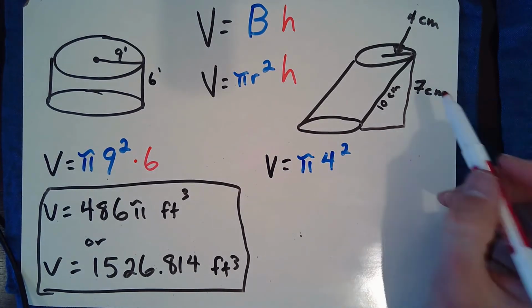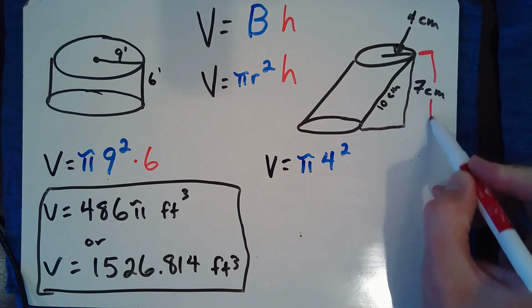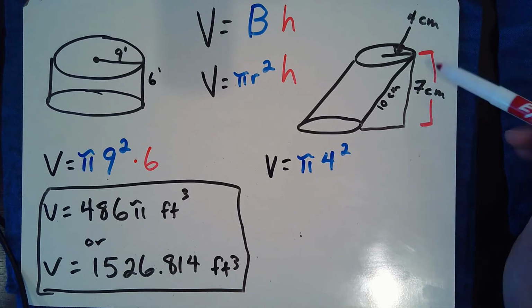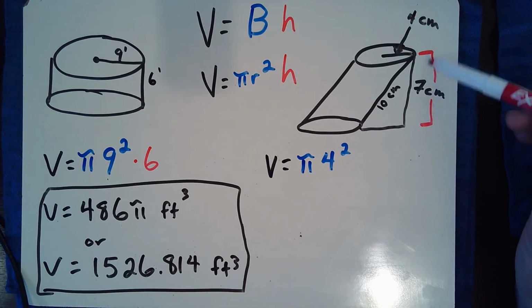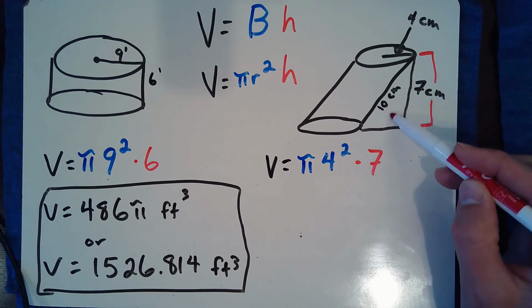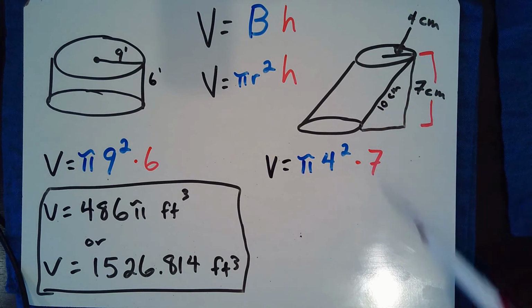The height is the distance from the top down to the bottom base, or front to back, that kind of thing. So the height here is 7. The height is not 10 centimeters. That's thrown in there as a distractor. That's going diagonally, so that's not going to be our perpendicular height.